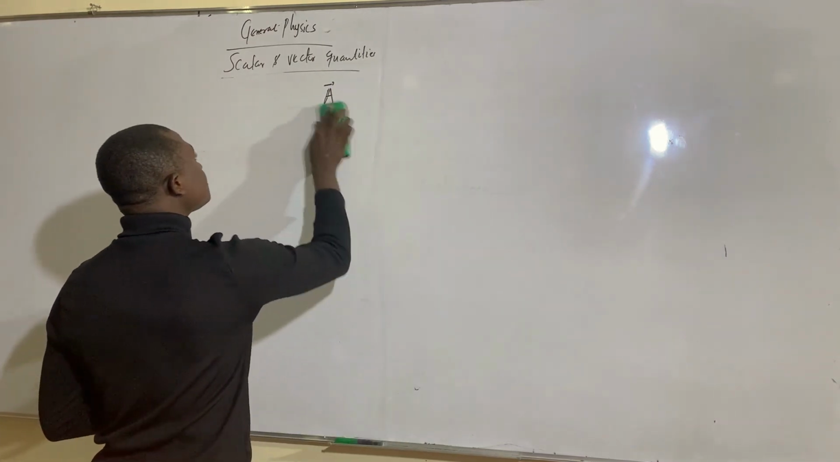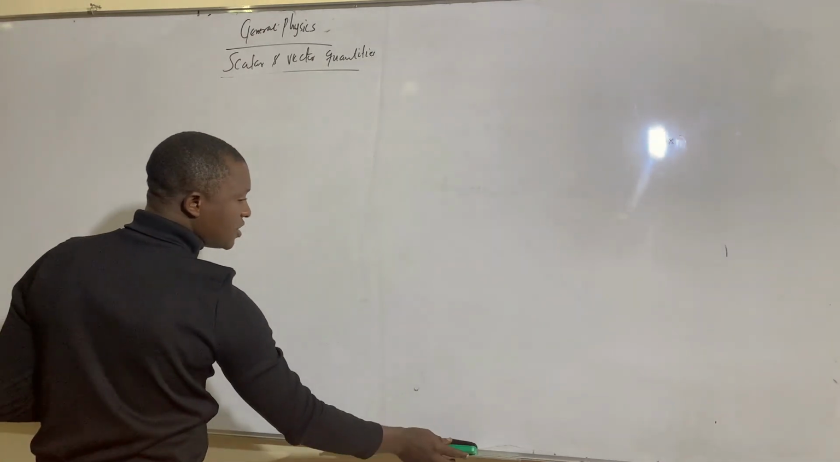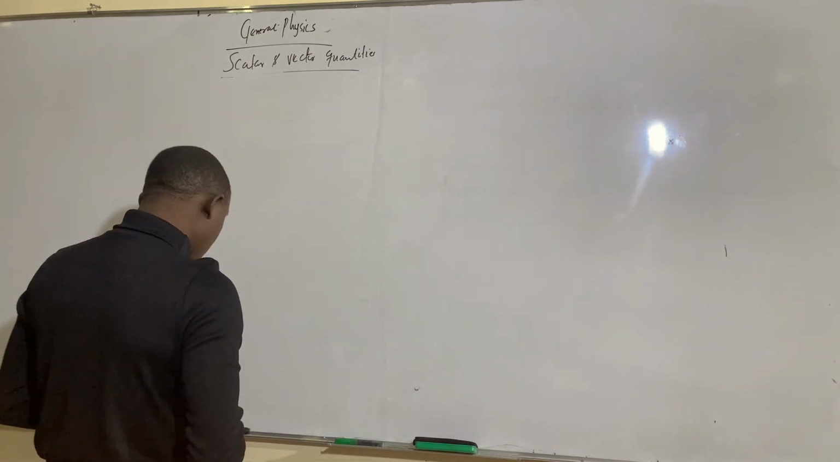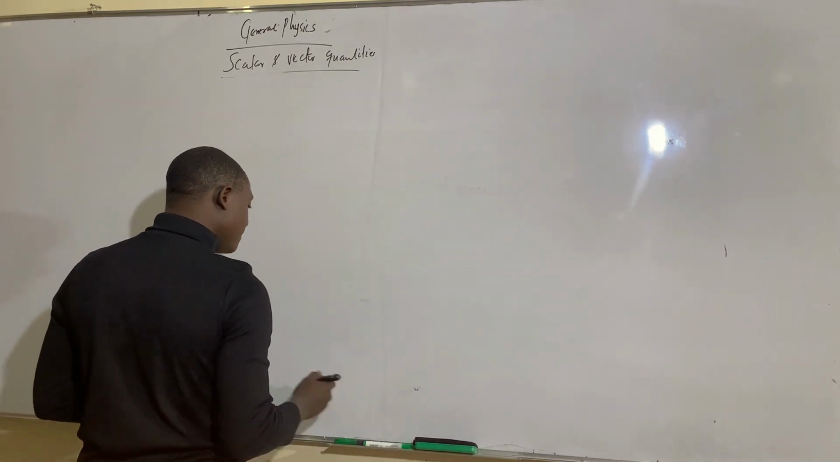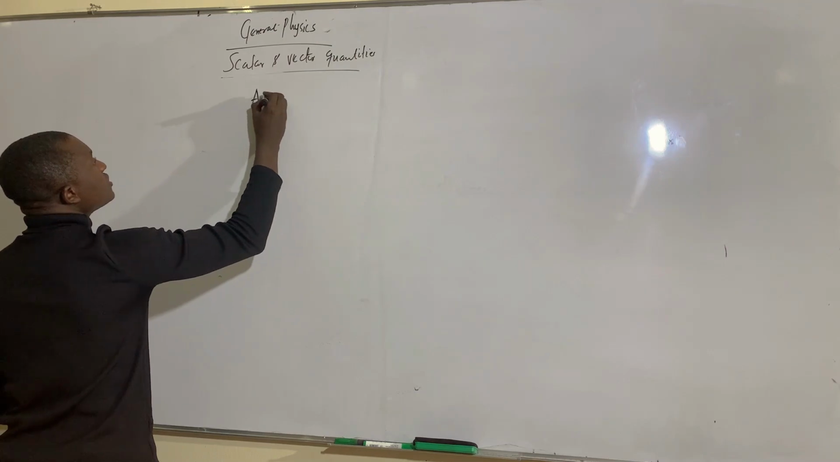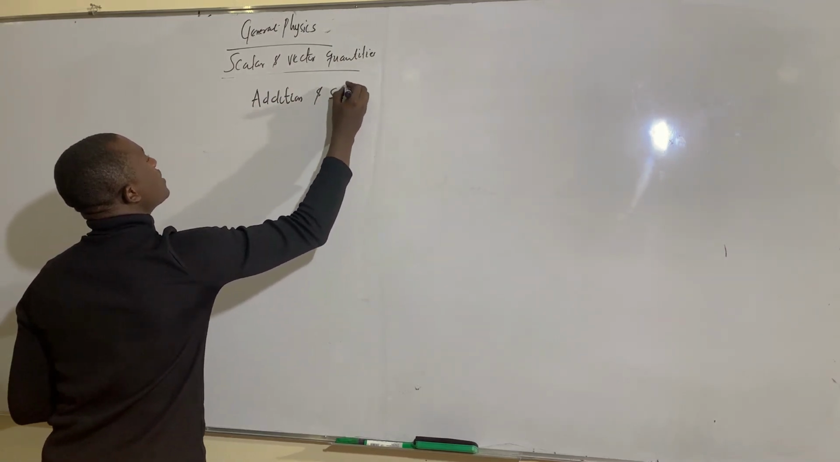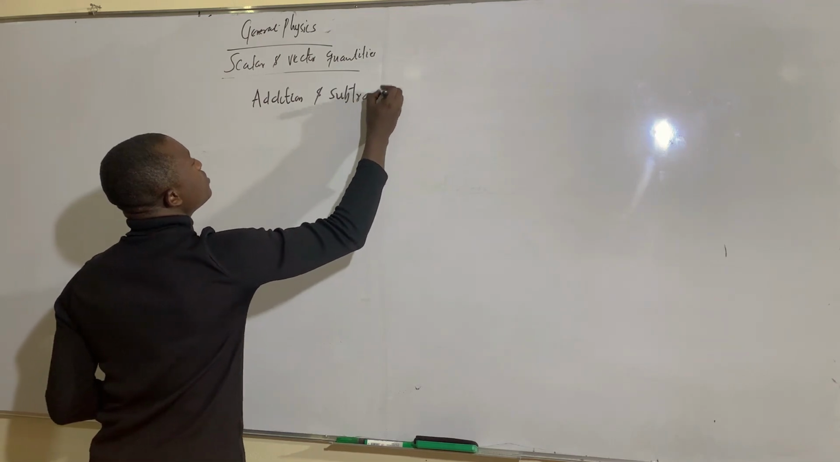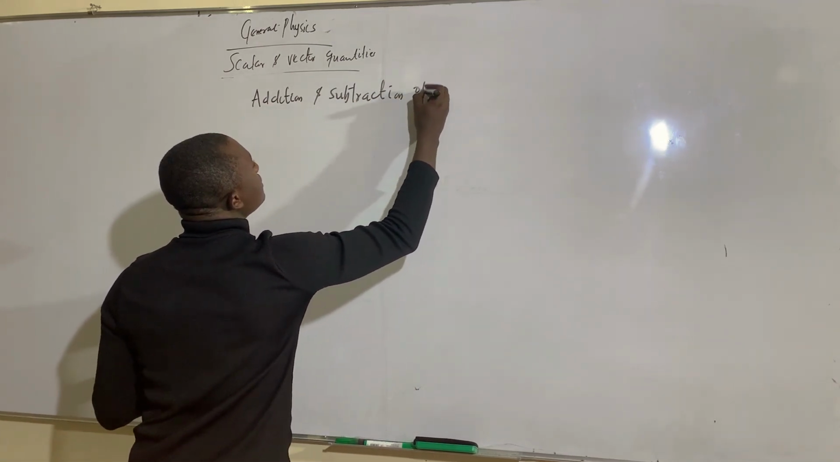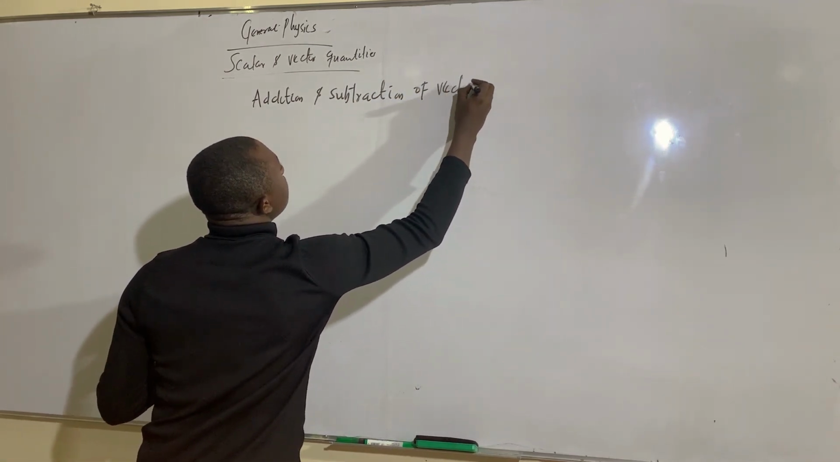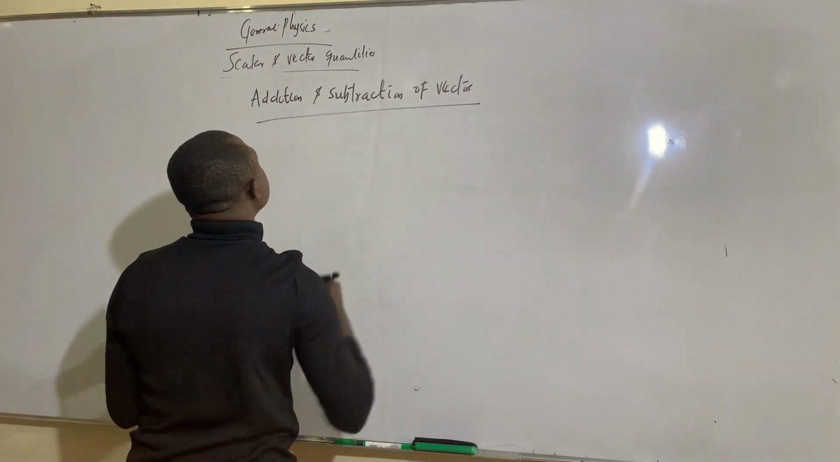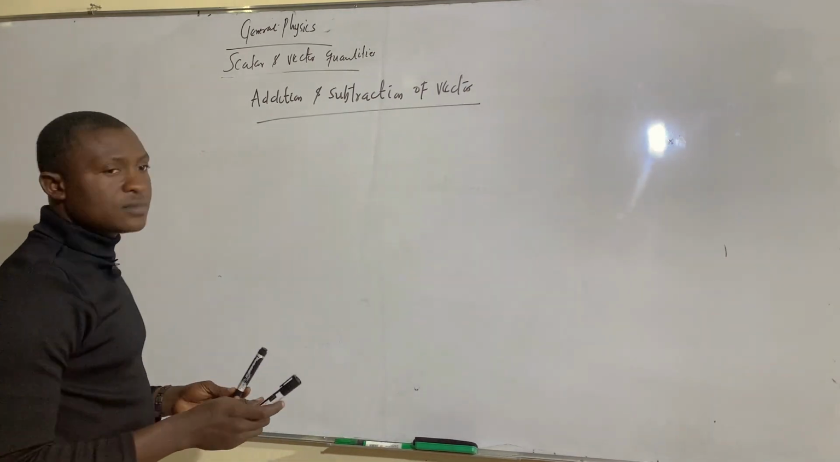So now, let's see addition and subtraction of vectors. It's very simple and straightforward. Addition and subtraction of vectors. So note, we can only add two vectors together if they have the same directions, or if they are the same.